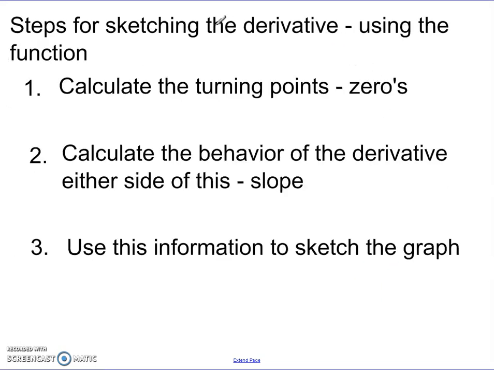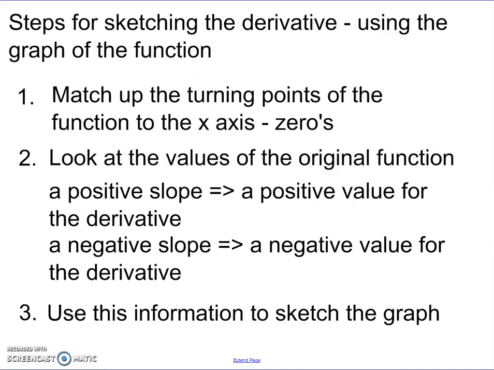Now when we were sketching the derivative, if we just took our steps from before, what we'd be able to do is the exact same three sets of steps. So calculate the turning points, or the zeros of the function, calculate the behaviour of the derivative either side of this, so it tells us the slope either side, maximum, minimum, and then use that information to sketch the graph. So think back to when we did that for functions. We could do that with the derivative. However, if we are given the sketch of the original function, we're able to look at that and translate that information over to what the sketch in the graph of the derivative should look like.